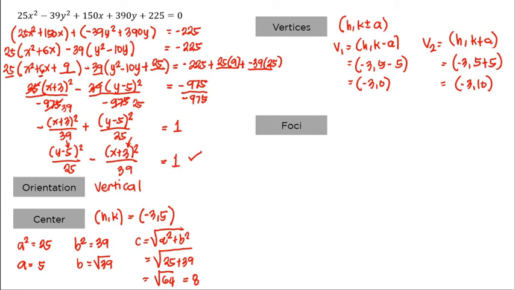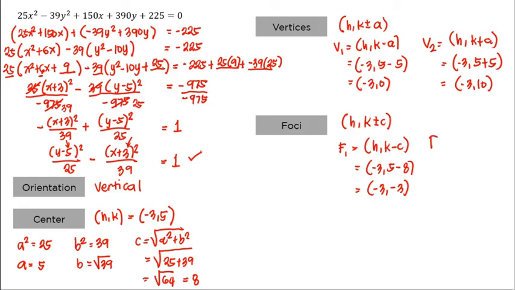Now for the foci, we have the formula (h, k) plus or minus c. So F1 will be (h, k) minus c, and that will be (negative 3, 5 minus c, which is 8). So you have (negative 3, negative 3).